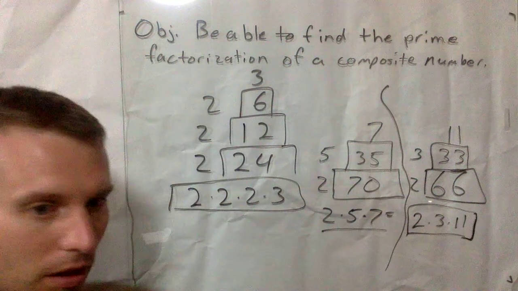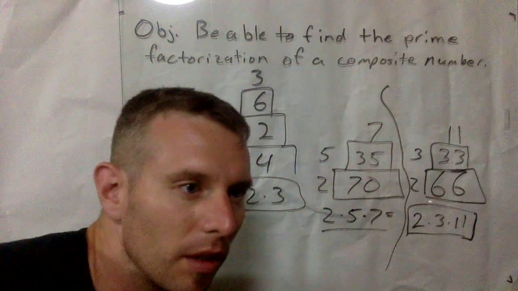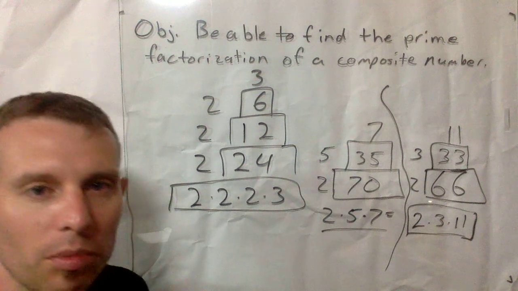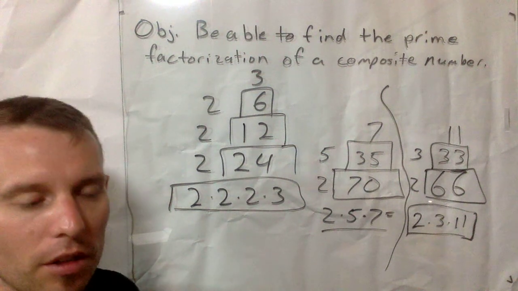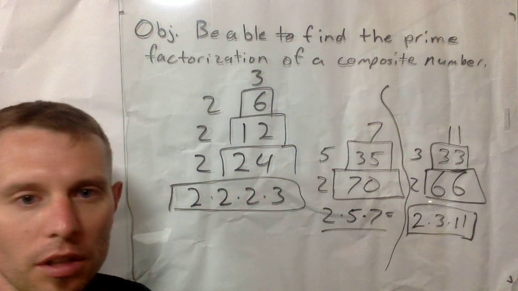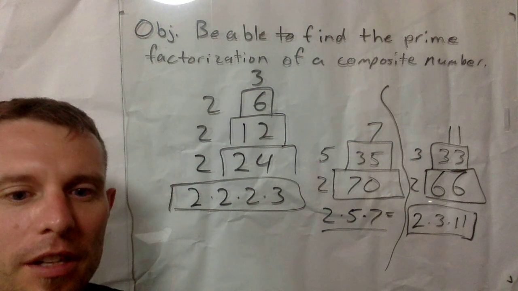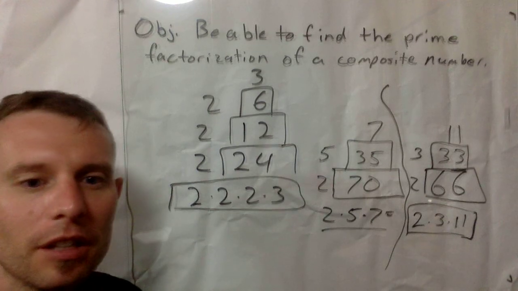Okay, so the prime factorization means you're trying to find all prime factors. When you multiply all those prime numbers together, you get the original number that you're trying to factor. Okay, so that'll be it for this lesson, and see you on the next video.